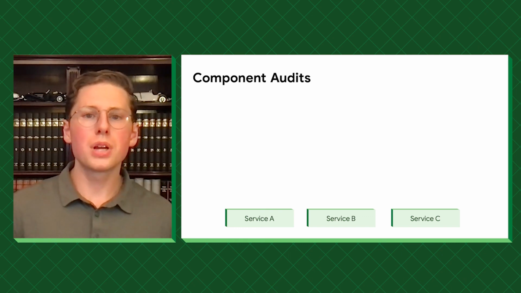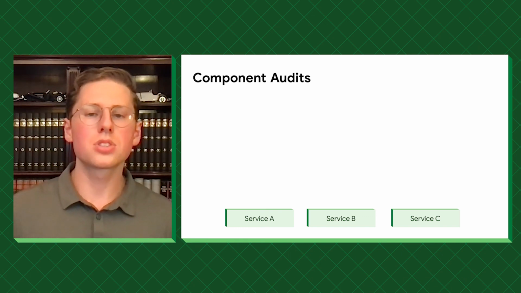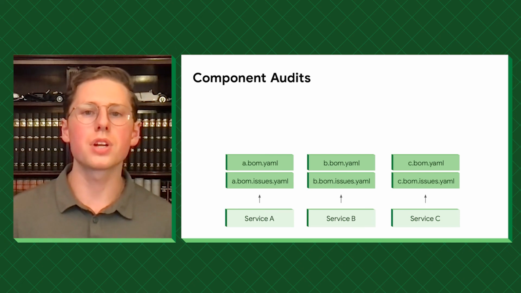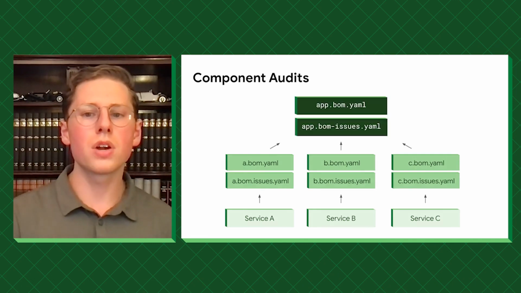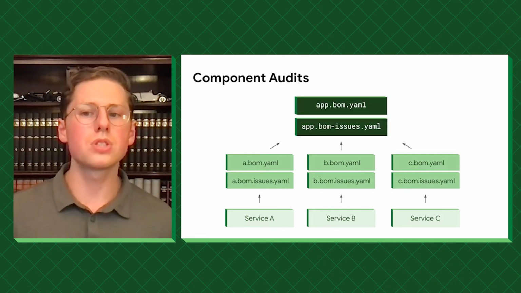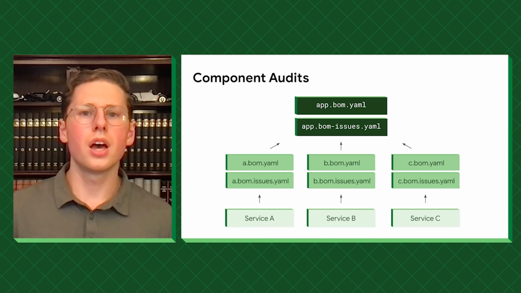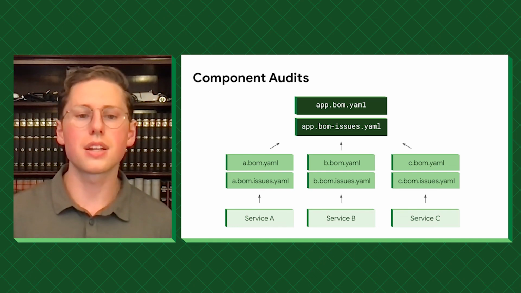At VMware, our bigger products are constructed of many services. In this case, OSS Audit is used to generate a BOM for each service. These service BOMs are then merged together to create one top-level BOM and BOM issues file for the entire product. This gives product and service teams insight into what packages they're shipping at varying degrees of granularity. I've shown you the problems with our current workflow. I've shown you our solution and a couple ways our solution can be extended.